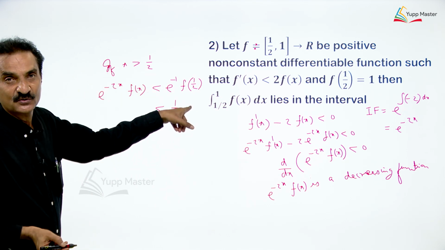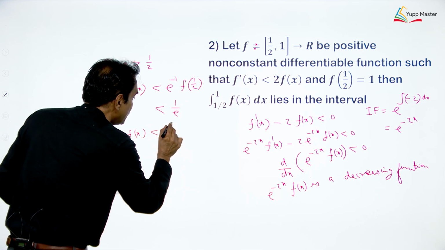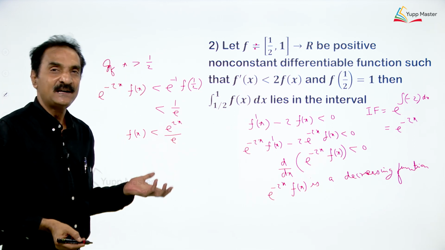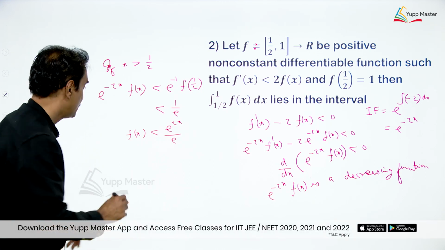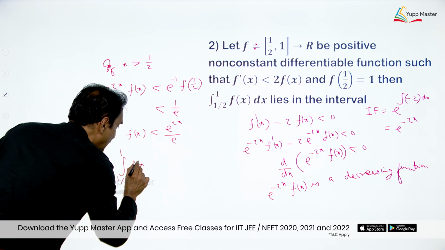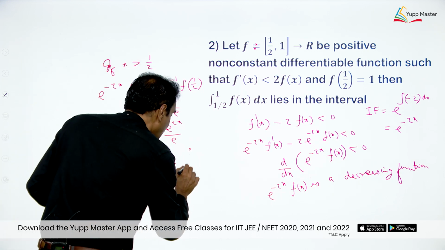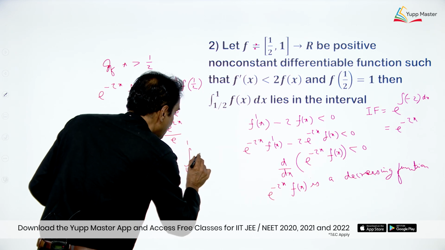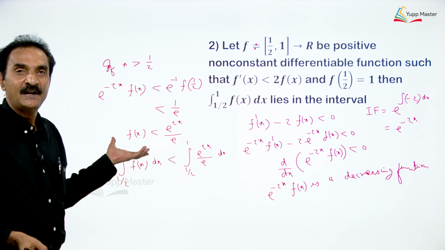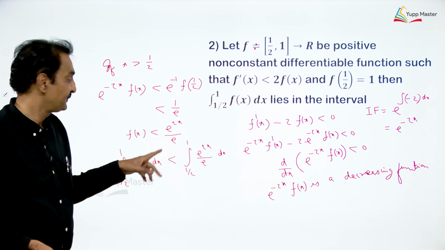Take this e power minus 2x to the right side. We get f of x is less than e power 2x by e. Now, integrating between the limits half to 1. Integral half to 1 f of x dx is less than integral half to 1 e power 2x by e. We can integrate on both sides of a functional inequality, but we cannot differentiate a functional inequality.